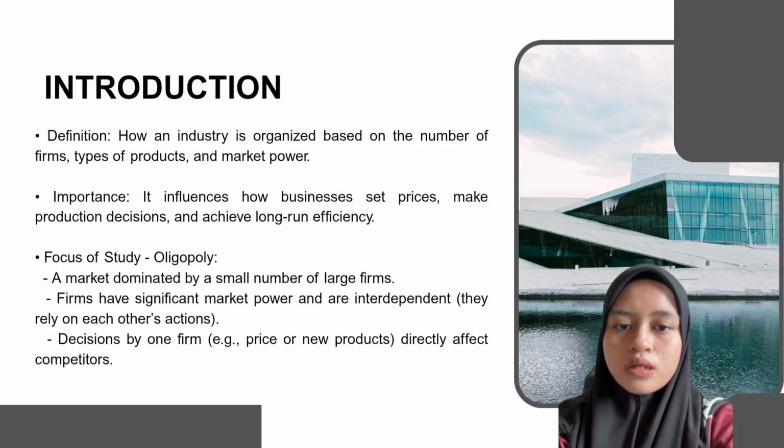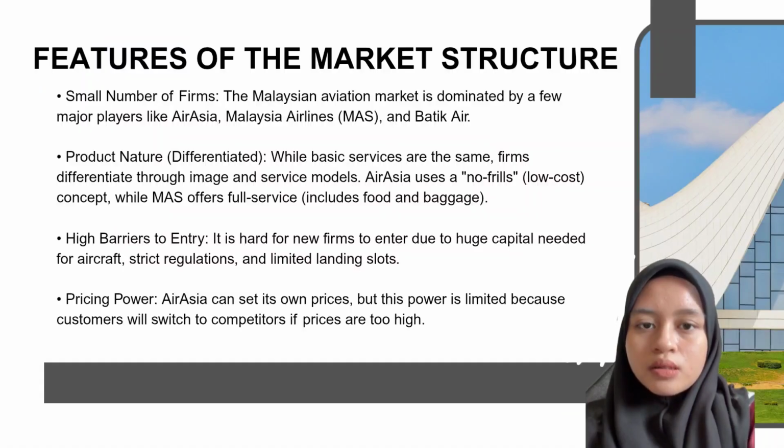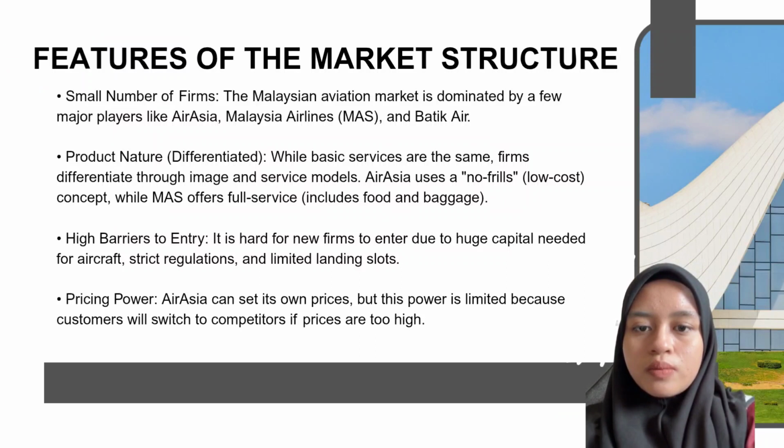In an oligopoly, companies are interdependent, meaning they must watch their competitors' actions closely before making a move. Why is AirAsia part of an oligopoly? First, there are only a small number of firms. In Malaysia, the main players are AirAsia, Malaysia Airlines, and Batik Air. Second, there are high barriers to entry.